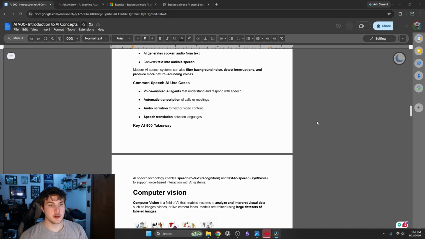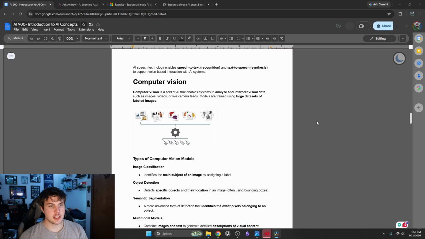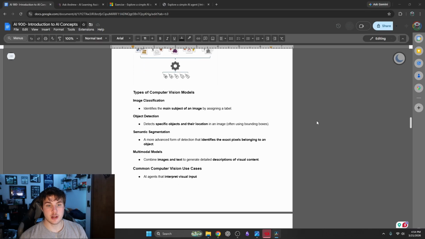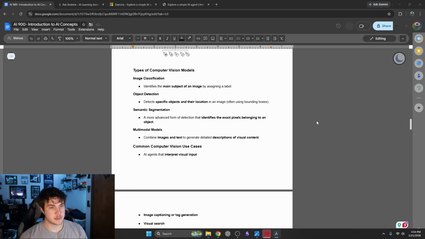Next, we'll be going over computer vision. Computer vision is a field of AI that enables systems to analyze and interpret visual data such as images, videos, or live camera feeds. Models are trained using large datasets of labeled images. Types of computer vision models include image classification, which identifies the main subject of an image by assigning a label. Object detection detects specific objects and their location in an image, often using bounding boxes.